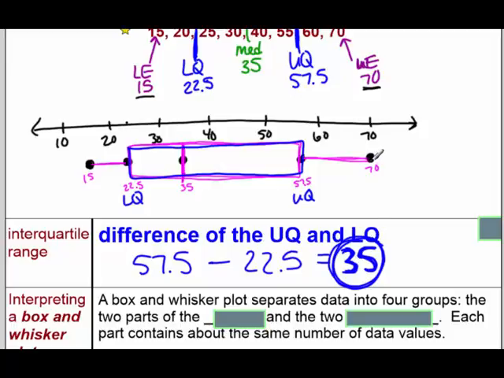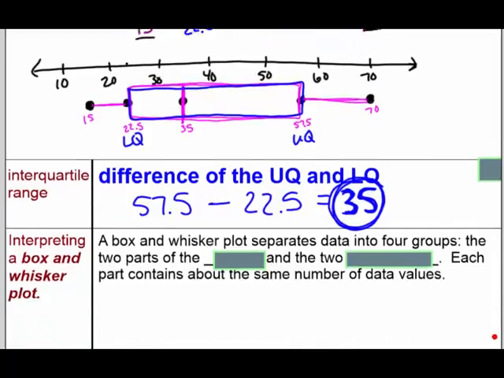We tend to use the interquartile range because it rules out the outliers. Remember, outliers are numbers that are extreme from the rest of your data points. They're extremely lower or extremely higher, and they kind of throw off the data.